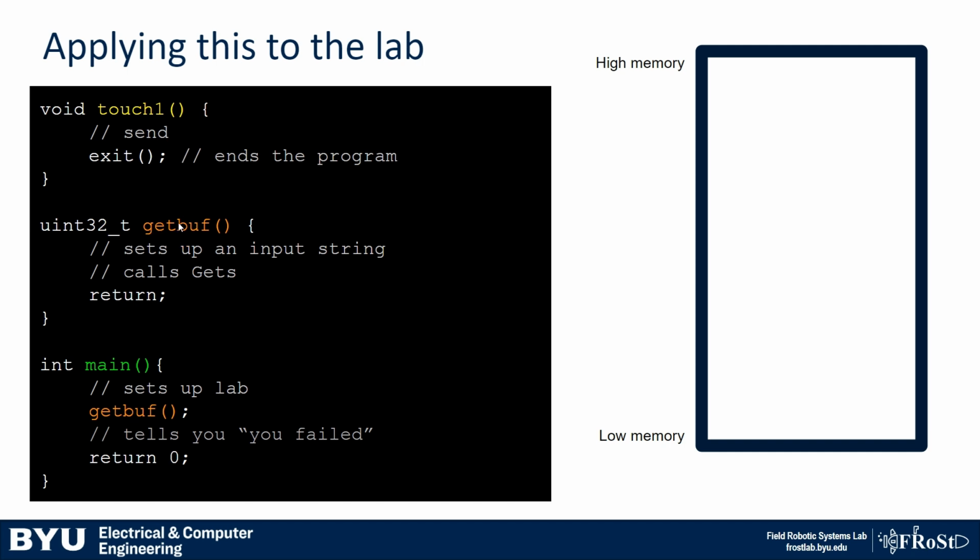And now let's talk about getBuff. So what getBuff does is it's going to set up an input string or a stack frame, and it's going to call a function called gets. Now gets is a C library function that should not be used anymore. In the 1990s, gets was commonly used, but it's not memory safe, meaning that you can override portions of your memory if you give it too long of an input string. And we'll see that here in just a second.